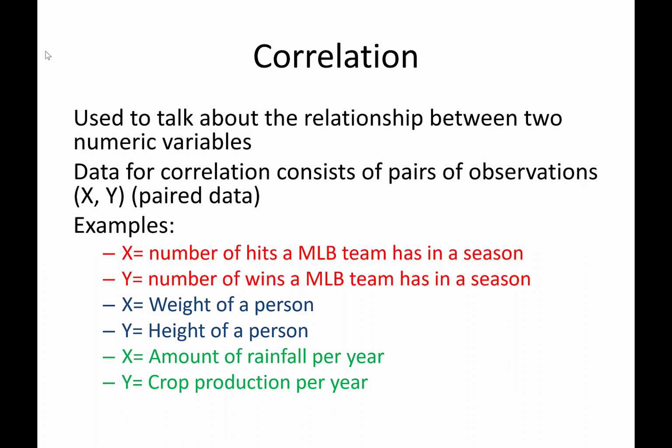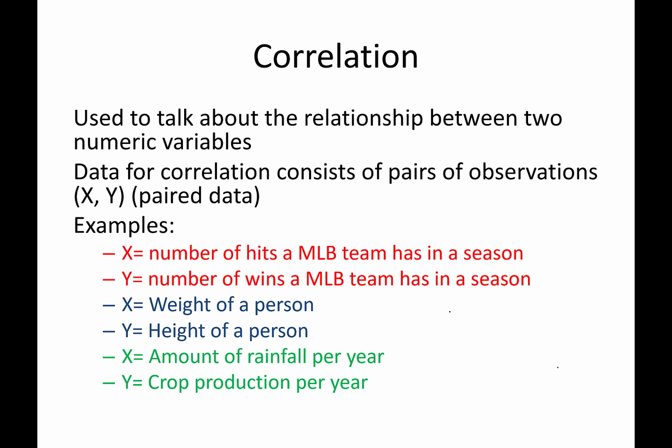This lecture video is going to cover correlation. Correlation measures the relationship between two numeric variables. And these are variables that are dealing with paired data as opposed to independent data. For instance, if we were to look at the number of hits a Major League Baseball team has in a season and the number of wins, that would be paired data.